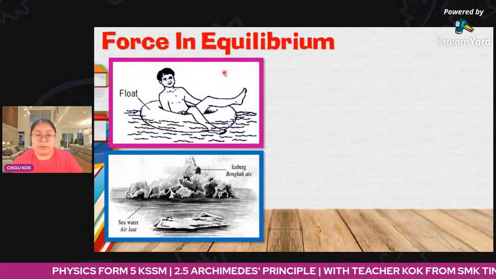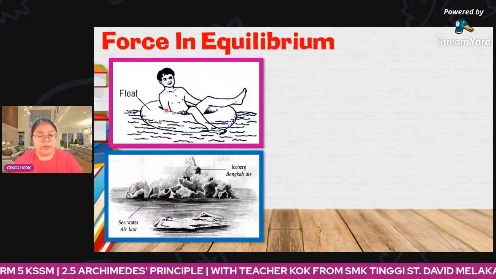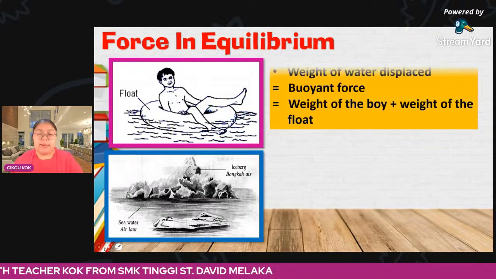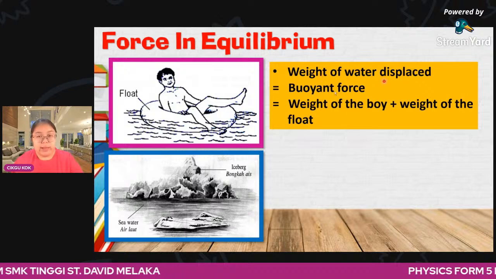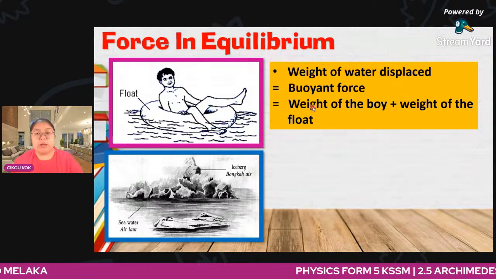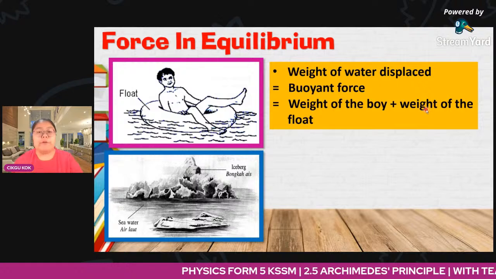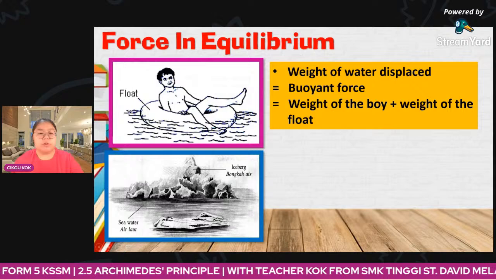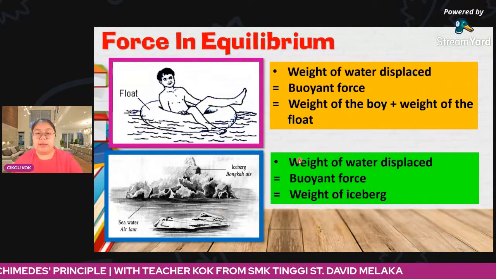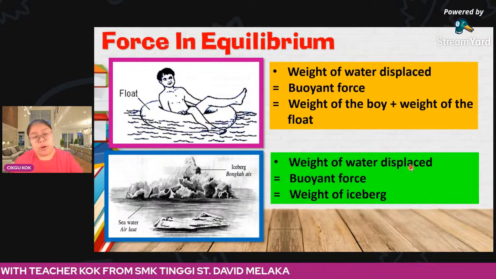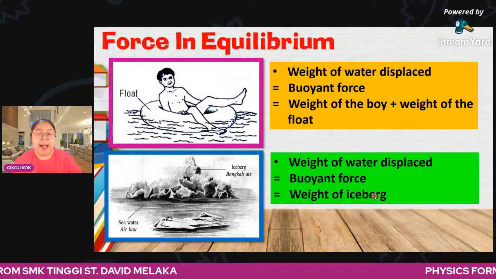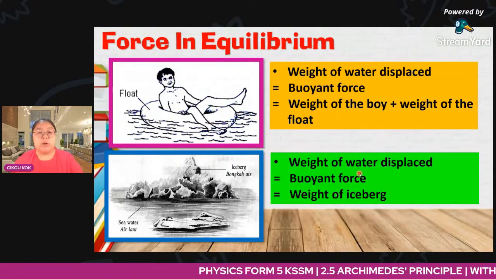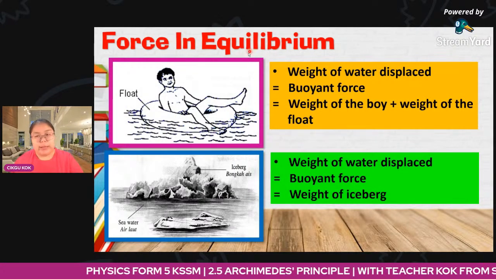Okay, this is some examples for force in equilibrium. You have a float with a man sitting on it, just floating. What equation can I create? The weight of water displaced equals the buoyant force and also equals the weight of the man plus the weight of the float. Another situation is an iceberg. They are floating, so from here we can write three equations: the weight of water displaced equals the buoyant force and also equals the weight of the iceberg. So remember, these three are equal when the object is floating in equilibrium.